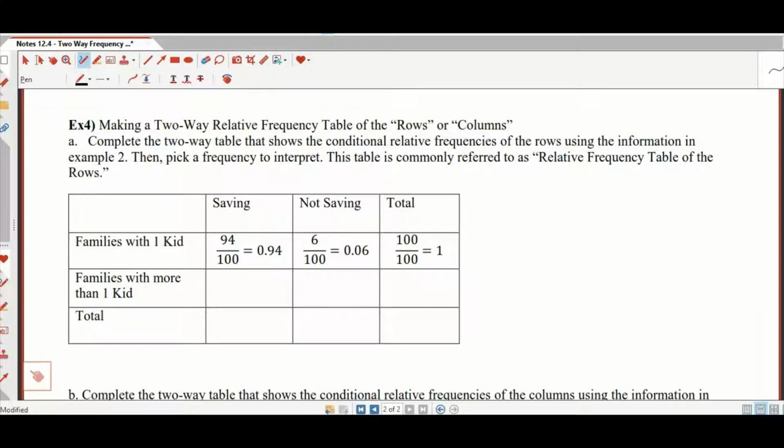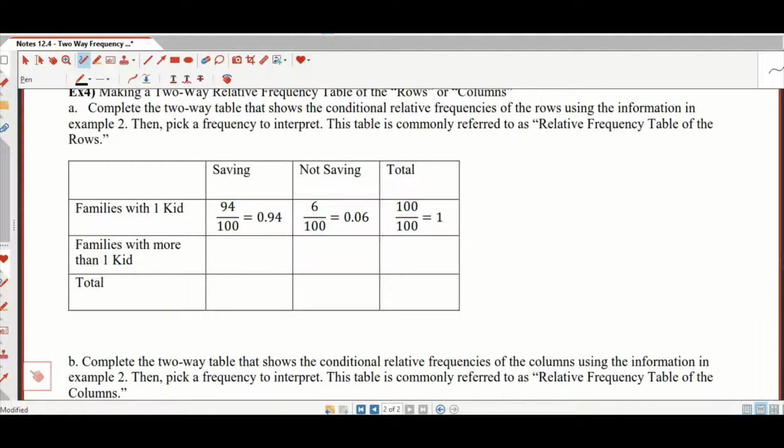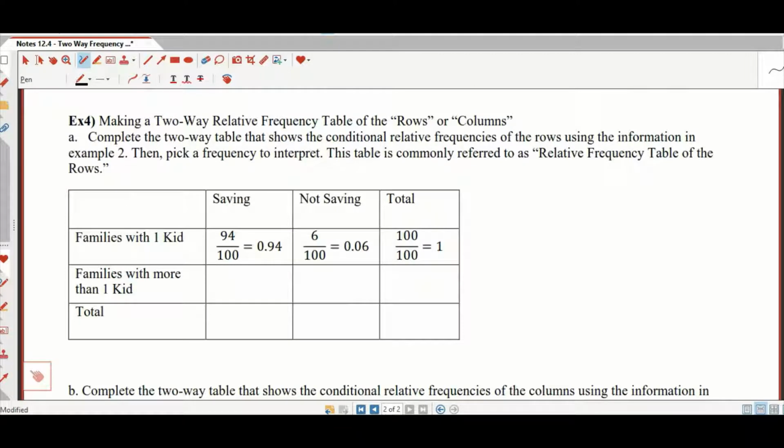Making a two-way frequency table of rows or columns. So complete the two-way frequency. This conditional relative frequency shows the information in example 2. Pick the frequency to interpret. This table is commonly referred to as relative frequency of the rows.